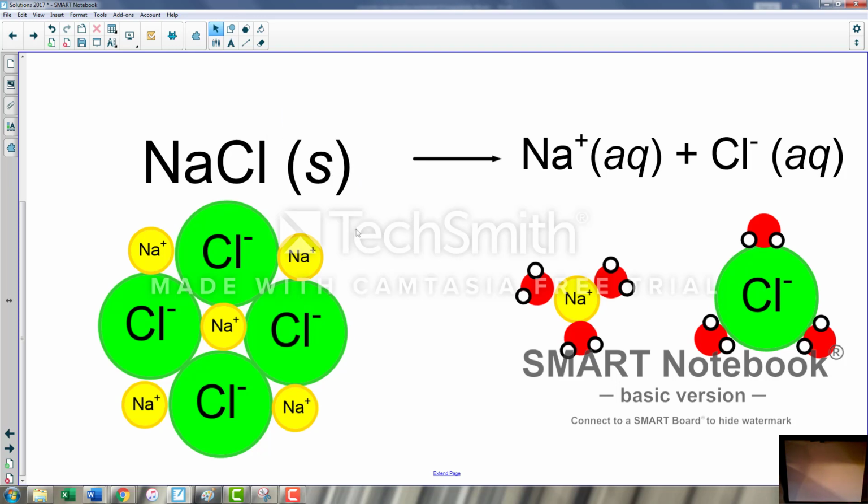We talked about how they're sometimes present in different amounts. Like if there are twice as many chloride ions, you would have more of the chloride in the solution.